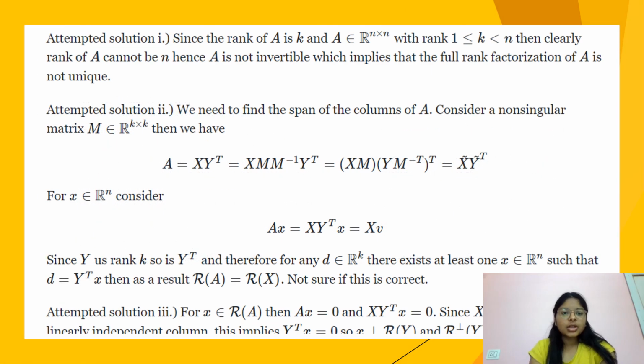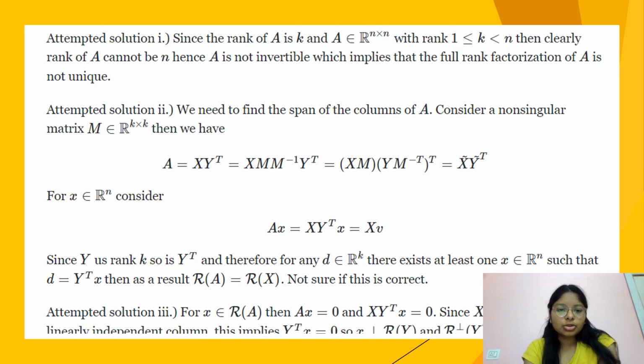Now we have some attempted solutions. First one is: since the rank of A is k and A belongs to R n cross n with rank 1 less than or equal to k less than n, then clearly the rank of A cannot be n, hence A is not invertible, which implies that the full rank factorization of A is not unique.